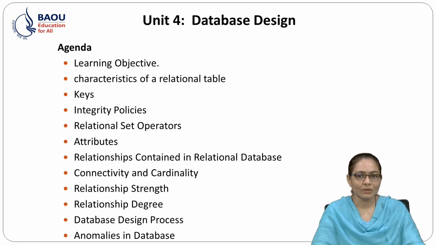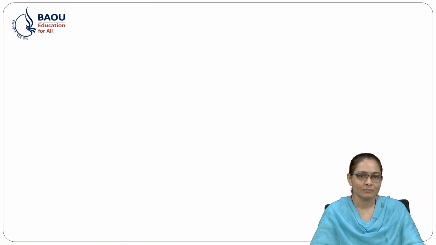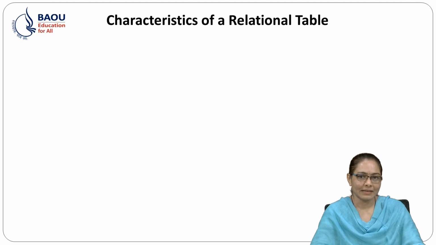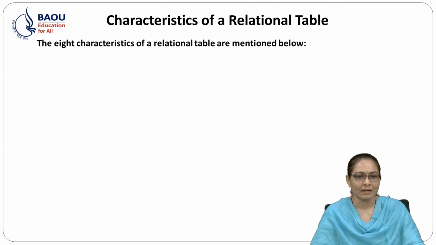Today, we are going to learn about the remaining topics like keys, integrity policies, relational set operators, database design process, and anomalies in the database. Now, start with the characteristics of the relational table. The view of the data in table format makes it easy for the database designer to design the database. The 8 characteristics of the relational table are mentioned below.